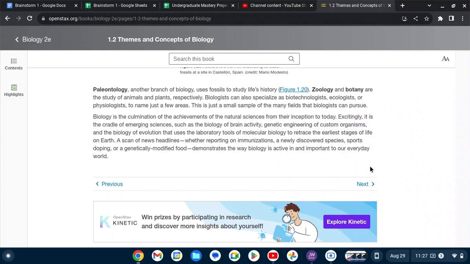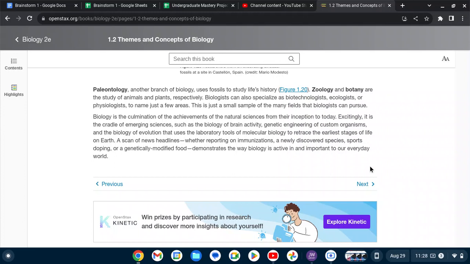Biology is the culmination of the achievements of the natural sciences from their inception to today. Excitingly, it is the cradle of emerging sciences, such as the biology of brain activity, genetic engineering of custom organisms, and the biology of evolution that uses the laboratory tools of molecular biology to retrace the earliest stages of life on Earth.